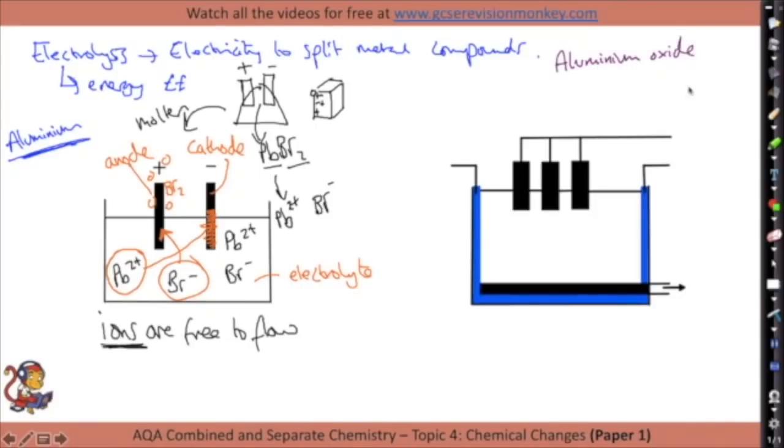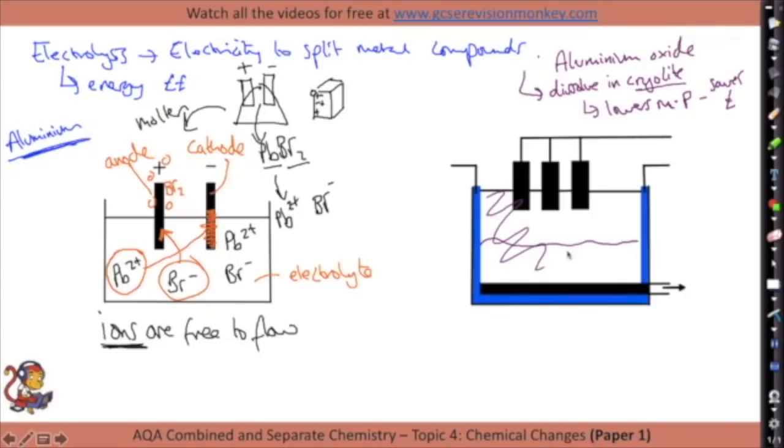Aluminium oxide has an extremely high melting point, which would make this process very expensive. So what they do first of all is they dissolve it in something called cryolite, and that then lowers the melting point. So it takes less energy to heat it up and melt it and make it molten, which in turn saves money and makes the aluminium cheaper. So in this complete chamber, in fact, we have a mixture of aluminium oxide and cryolite. That's our electrolyte.